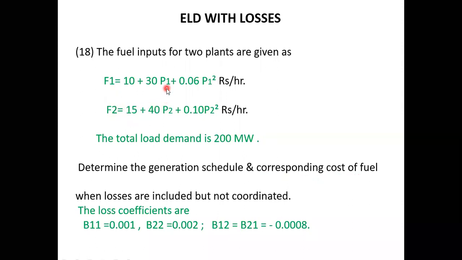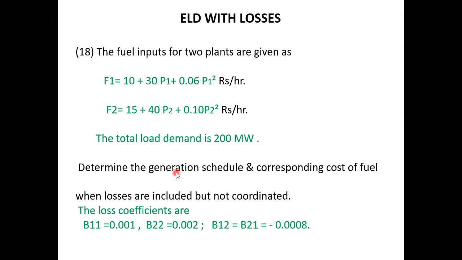Of course, if you know P1 and P2, when you substitute those values in the first one and the second one, automatically you will get the F1 value and similarly the F2 value. And one more given data is the loss coefficients B11, B22, B12 and B21. Now we need to understand the problem. What is there in the given data, what we need to find out, and how to find out the generation schedule. So first of all, what is the first step here?